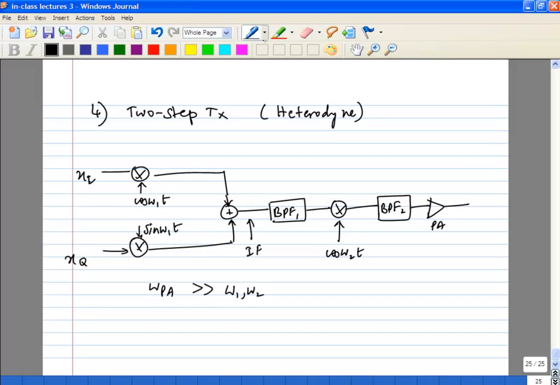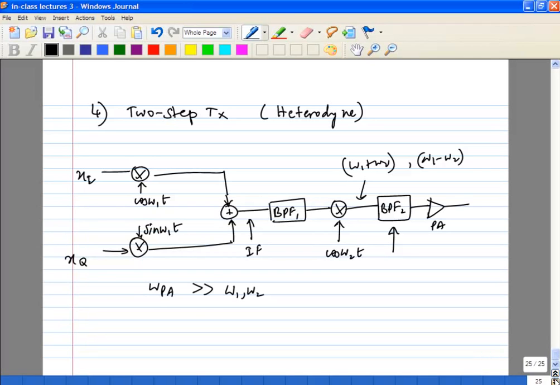Now, the only thing to remember is, all the mixers we have studied so far produce both of these guys, right, of equal amplitudes. So this BPF2 will have quite strict requirements, because the power levels at this point, once you go to the end of the transmitter, are quite high. Okay.